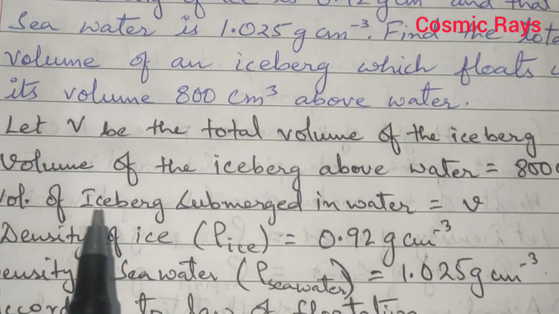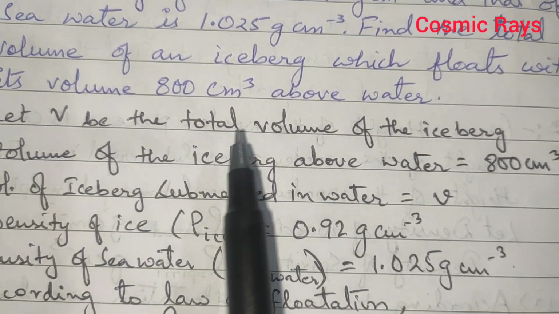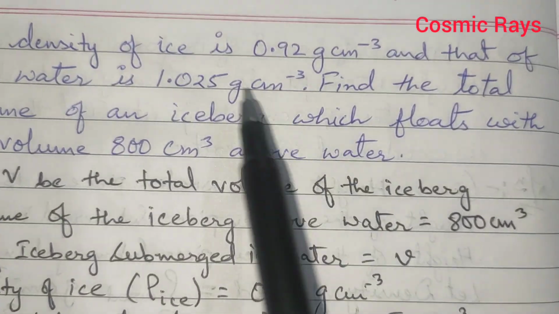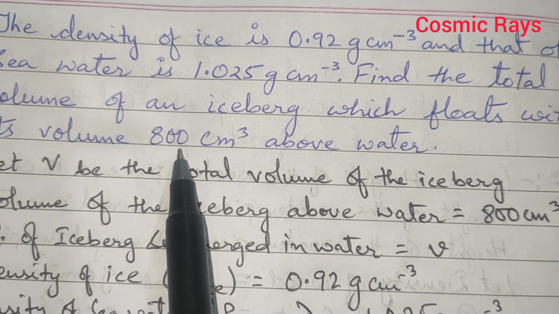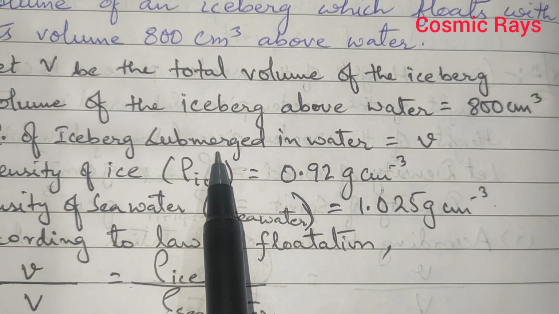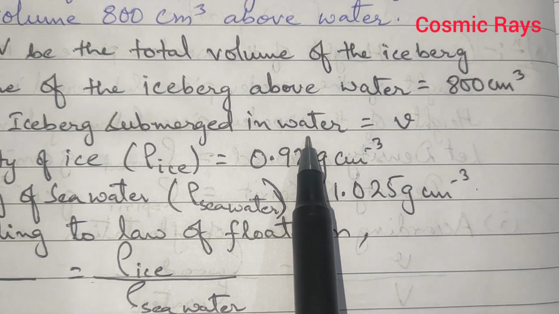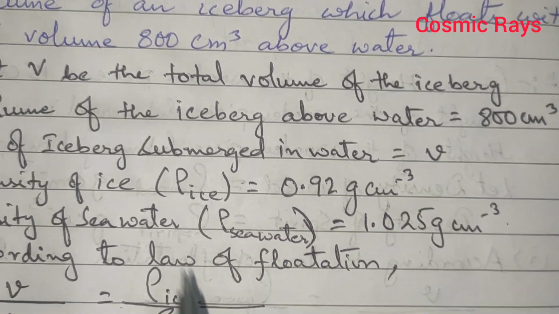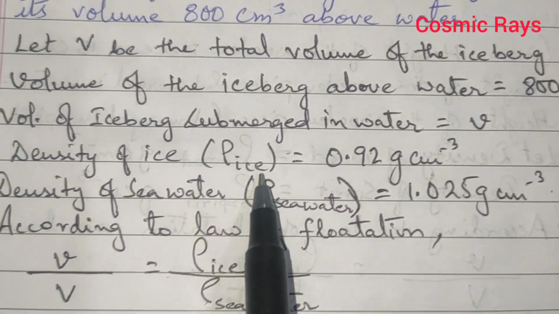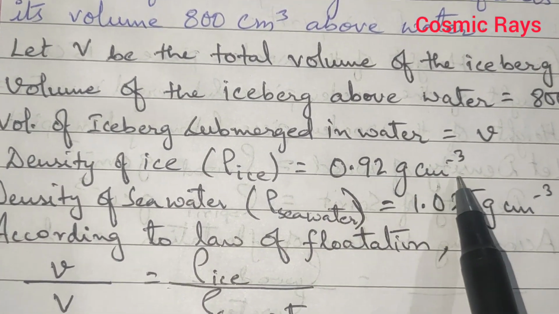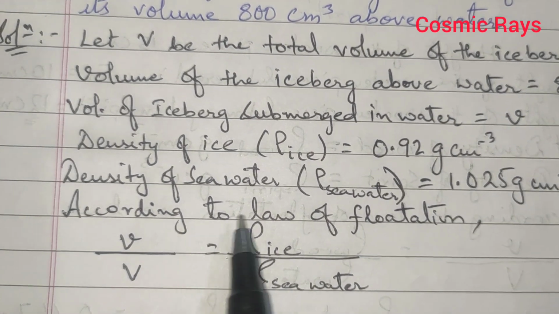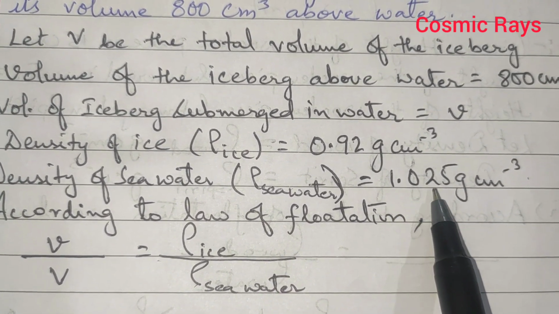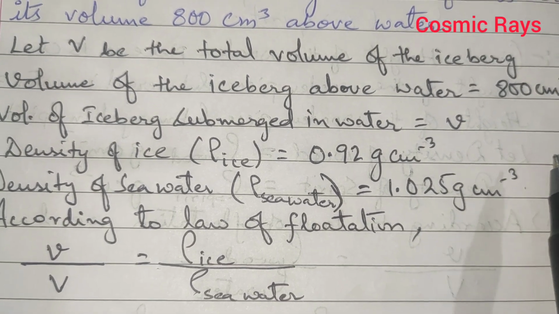So let's write the given things first. Let capital V be the volume of the iceberg, and the volume of the iceberg above water is already given in the question, that is 800 centimeter cube. Volume of the iceberg which is submerged in water is the quantity that we have to find out, so we have assumed it to be small v. Density of ice, rho ice, is 0.92 gram per centimeter cube, and density of seawater, rho seawater, is 1.025 gram per centimeter cube. This is given in the question.